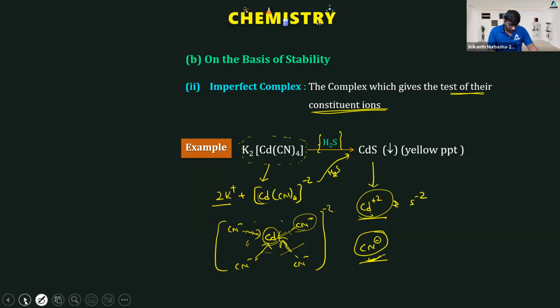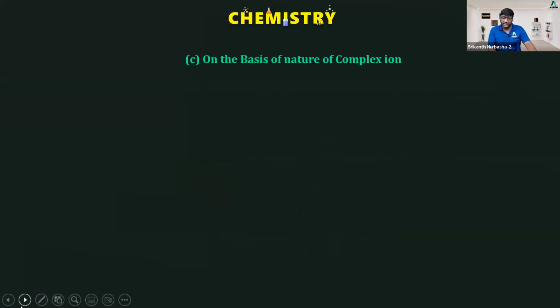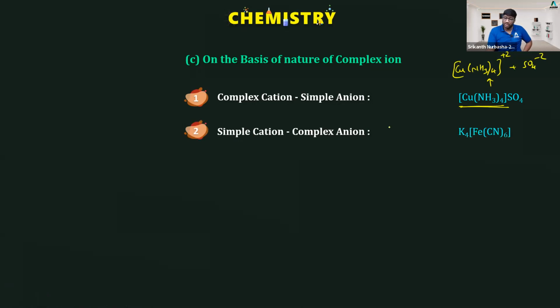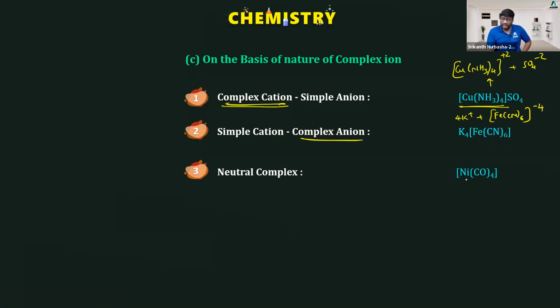So the next point, which you can understand, is on the basis of nature of complex ion. Till now we have discussed the type of ligands and the imperfect and perfect complexes. On the basis of nature of complex ion, we can have complex cation and simple anion. For example, if it dissociates, you get [Cu(NH3)4] 2 plus and SO4 2 minus. Complex cation and simple anion. Simple cation and complex anion: K4[Fe(CN)6] gives 4K plus and [Fe(CN)6]. You concentrate on the complex ions. The complex ion can be a cation, it can be an anion, and we can have neutral complexes.